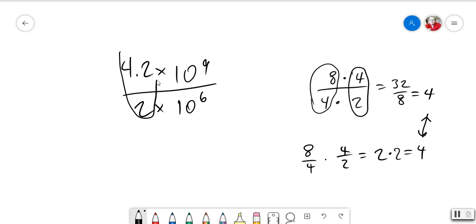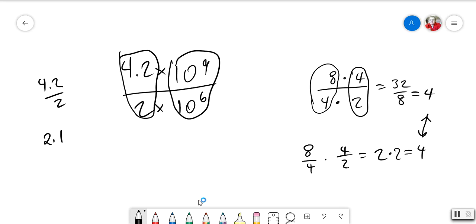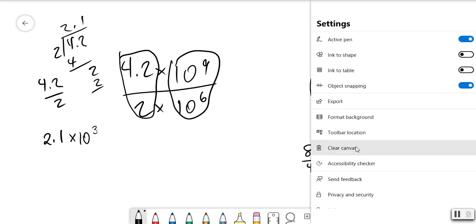I do the mantissas, they do their thing. I do the exponents, they do their thing. 4.2 over 2 is obviously 2.1. 2 goes into 4.2. You could divide it out separately if you felt like doing it that way. You wouldn't have to. And 9 minus 6 is 3. Easy. Now, if this would have come out with the wrong number of digits, you would fix it just like we've been doing, and I'll show you what I mean by that.